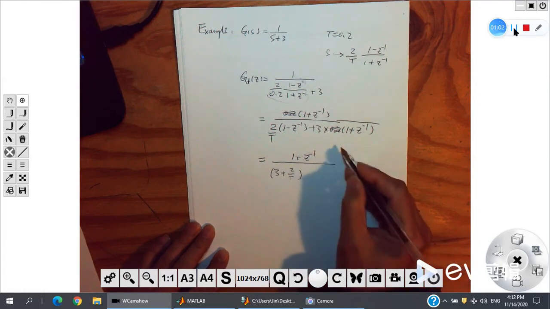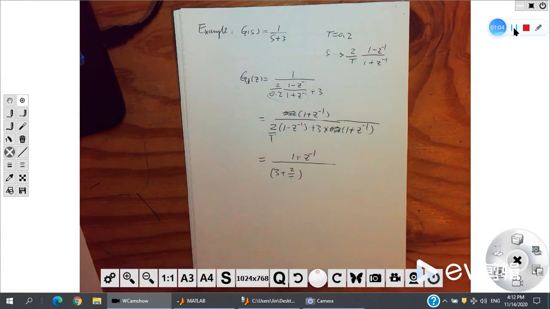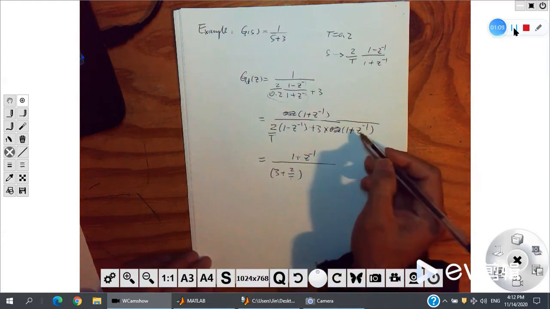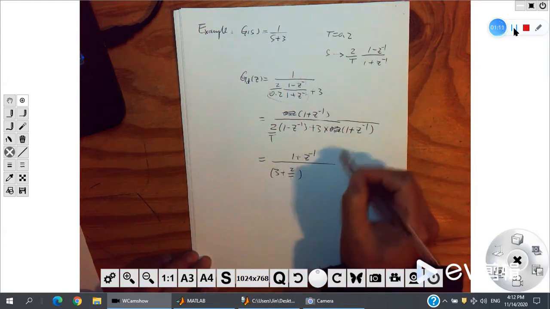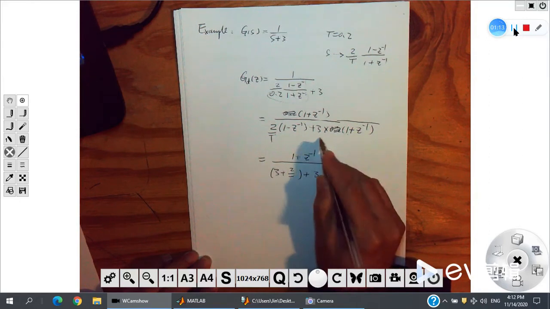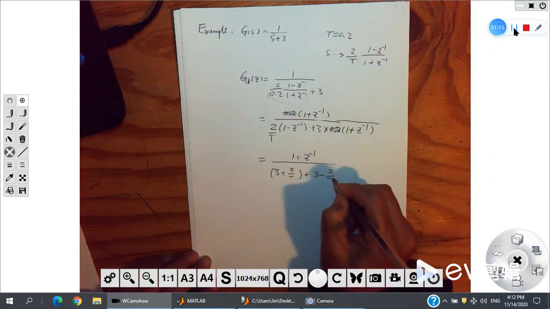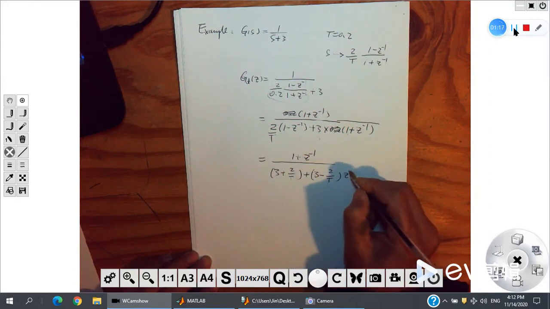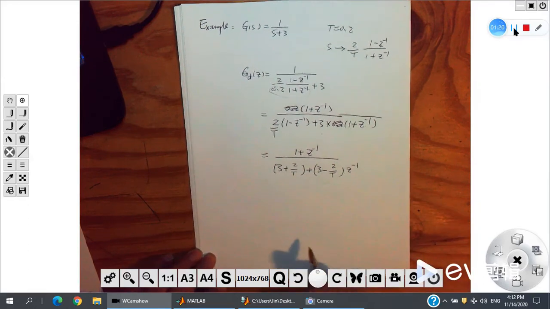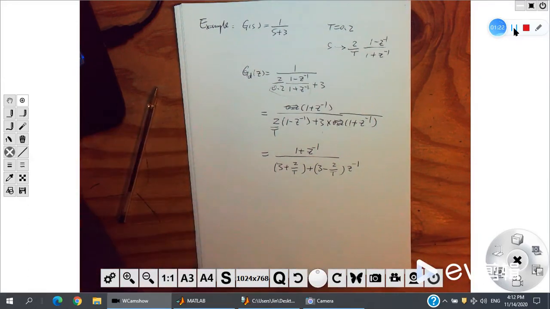And for Z inverse, I have 3 minus 2 over T, and Z inverse. Okay, so I have G of D, this one. Then we can define.